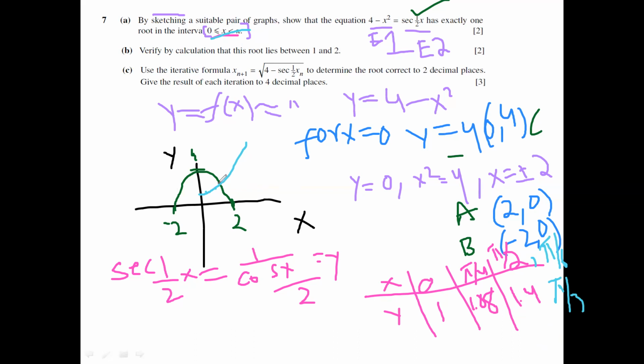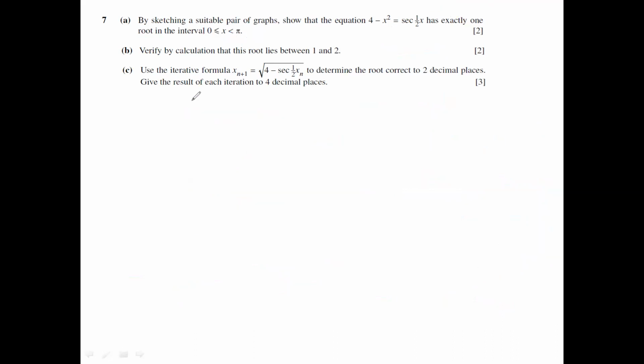What this shows us is that these two lines intersect only at one point, which satisfies our question. This means that it is proved. Now moving on to the second part, which states: verify by calculation that this root lies between 1 and 2. So how do we do this?